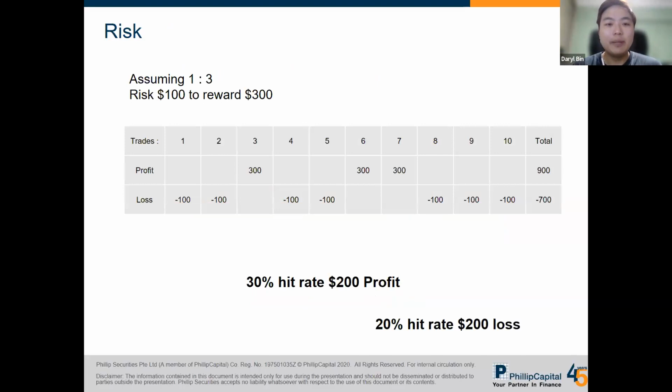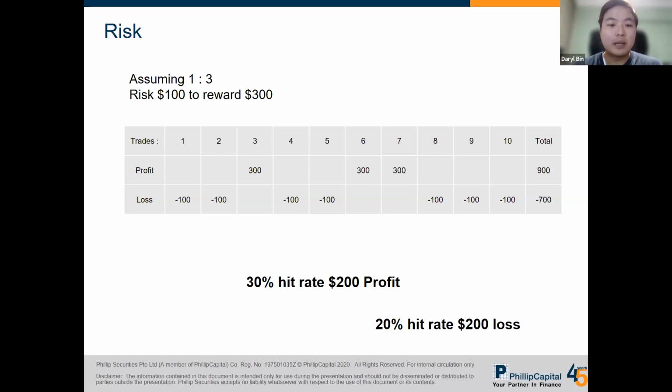To sum it all up on the risk to reward ratio, assuming you are risking $1 and the reward is 3, then we follow the ideal risk to reward ratio. This is in terms of money. So now let's use $100 risk and a reward of $300. For every trade, your stop loss is $100, and for every trade, your take profit is $300. So no matter what, you stick to your strategy. It's either you hit your stop loss or you hit your take profit.